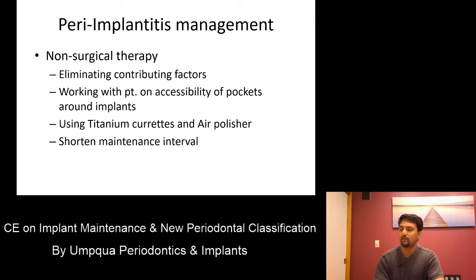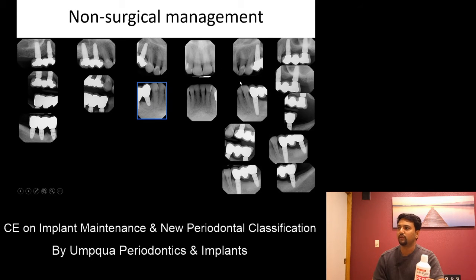And there are two different powders that the company came out with. One is glycine powder, and they now have a newer powder called erythritol. Erythritol has a much smaller particle size, so it is much more effective to use. But you can use either powder, and I'm going to show you a video of how we use it in our practice.